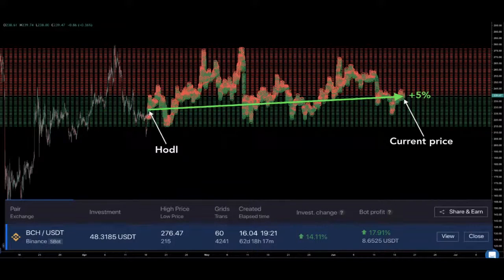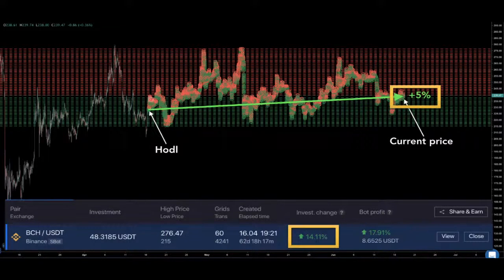So imagine that you are not familiar with automated trading and you know nothing about Bitsgap. Imagine that you just simply purchased the base currency at that price over here where you see the hodl, and you hodl it up to this current price. So in this case, your return would be only 5%. All right. Whereas with automation, your return would be 14% by that time.